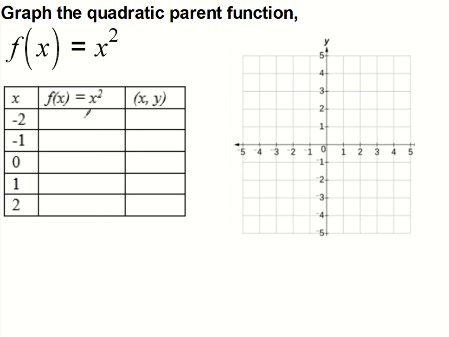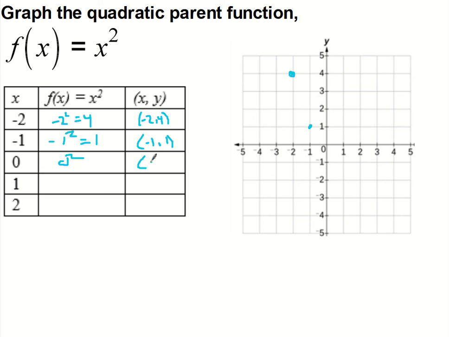So if I take the value of negative 2, what is negative 2 squared? Well, 2 times 2 is 4. So that gives me the point negative 2, 4. I can plot that here. Negative 1 squared is positive 1, so that gives me the point negative 1, positive 1.